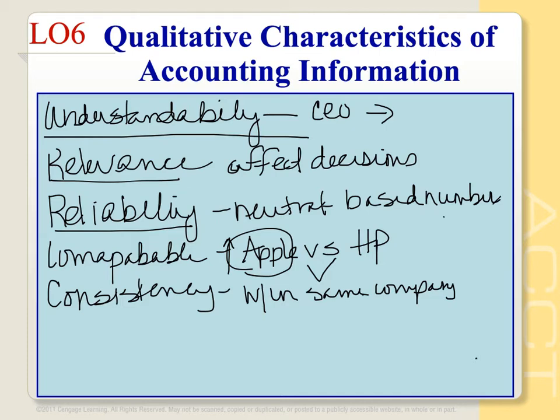So an entity should use the same accounting methods year to year. We call that year over year. We use the same accounting methods. If we change them, then we need to call it out. It doesn't mean you can't change them, but if you do change them, you need to call them out.